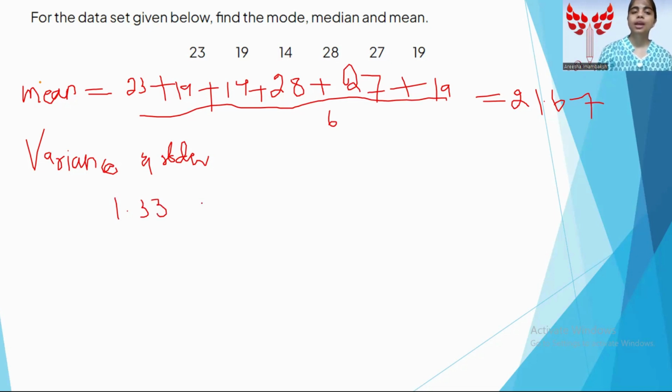Then 19 minus 21.67. Now, the sign really does not matter in these cases. Why? Because you need to square these values. When we do the next step, you'll understand that better. But right now, what I'm doing is subtracting the mean from these values. So I'll just write the sign, okay? Minus 2.67.